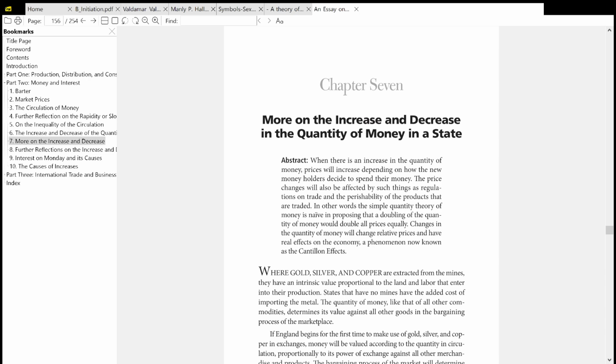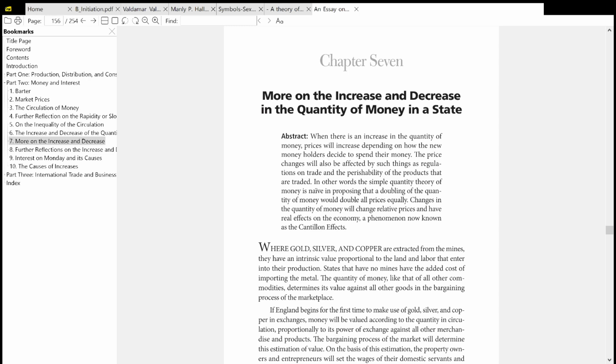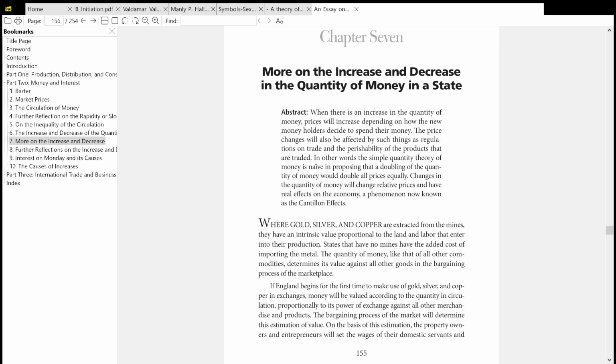Where gold, silver, and copper are extracted from the mines, they have an intrinsic value proportional to the land and labor that enter into their production. States that have no mines have the added cost of importing the metal. The quantity of money, like that of all other commodities, determines its value against all other goods in the bargaining process of the marketplace. If England begins for the first time to make use of gold, silver, and copper in exchange, money will be valued according to the quantity in circulation, proportionally to its power of exchange against all other merchandise and products. The bargaining process of the market will determine this estimation of value.